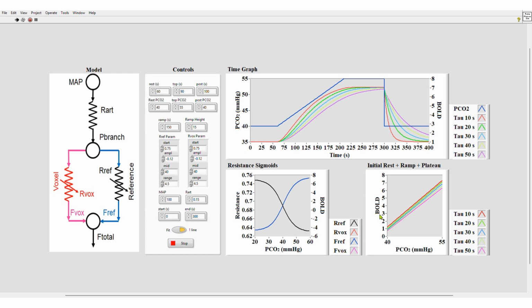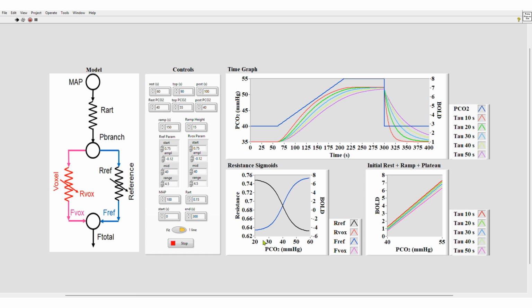So in this model, the sigmoid parameters of the reference resistance are fixed as it represents the competition of an average normal region. The sigmoid parameters of the voxel resistance are chosen to observe the effect on the bold response and the CVR. Indeed, many different bold responses and CVR fits result. For completion, the effects of slow responses with differing tau are also included in the time course simulation and the CVR calculation.